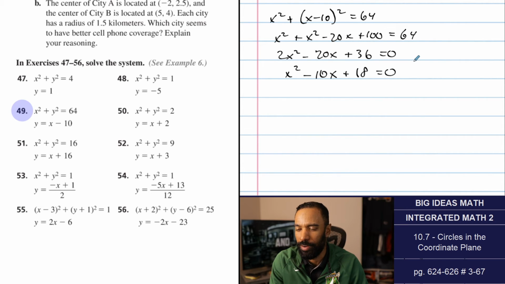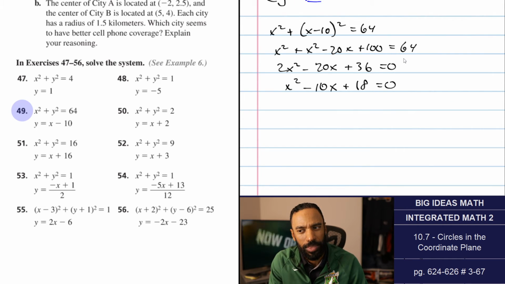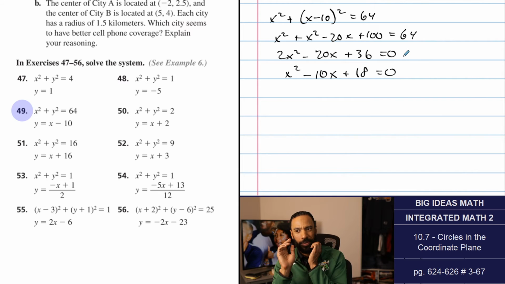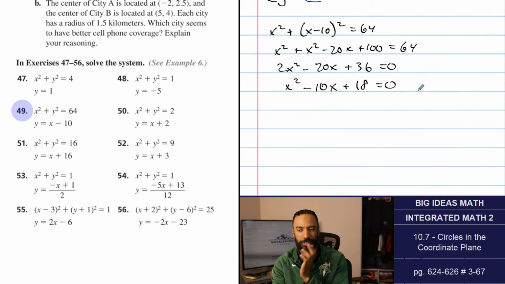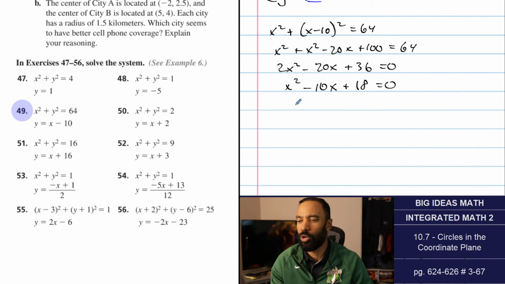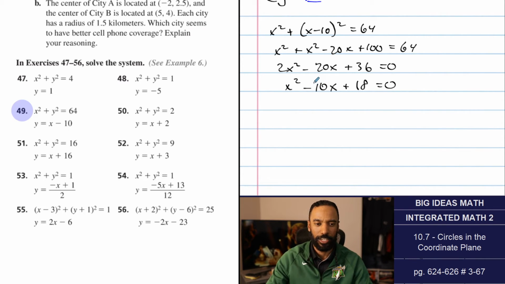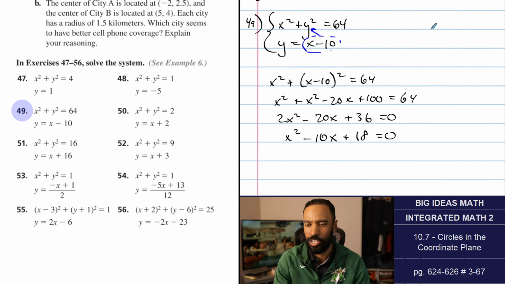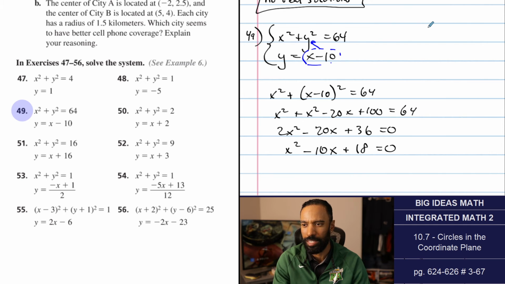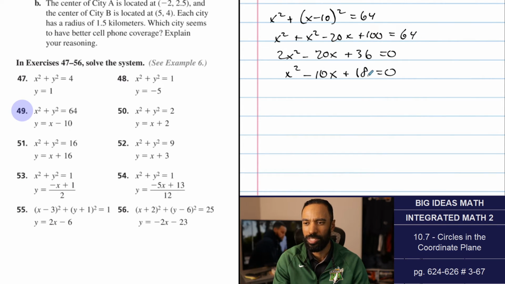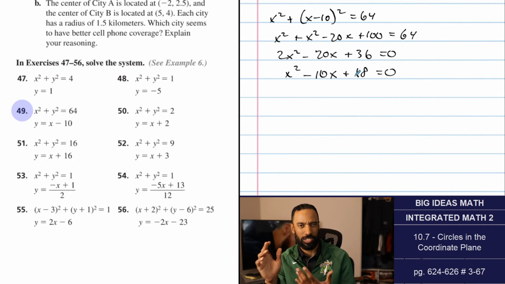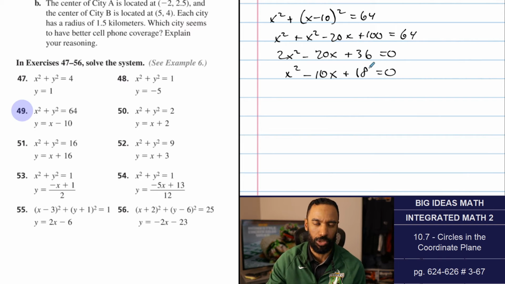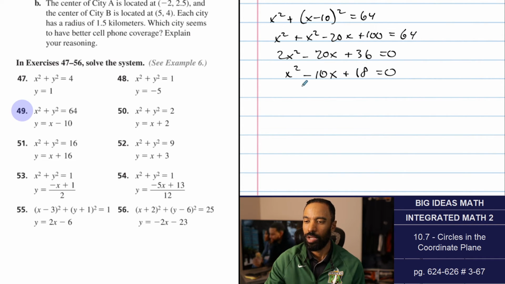Why is that so hard for me to figure out? 9 and 2, 10. I don't think that's factorable. So let's make sure everything's right. 64, 36. Not factorable, right? So if not factorable, we'll find the solutions using a different approach. I feel like they wouldn't give you one like that. Is this factorable and I'm just not seeing something? 18 is 6 and 3, 9 and 2.